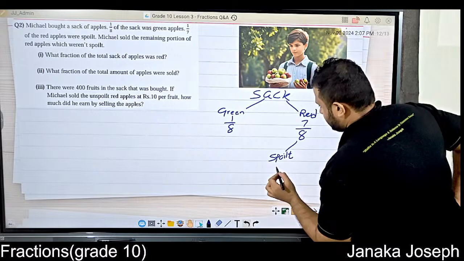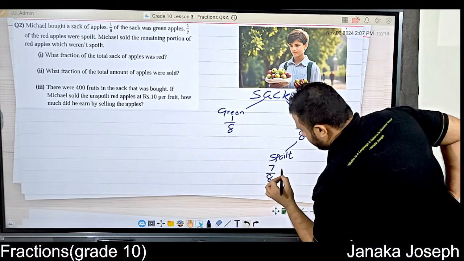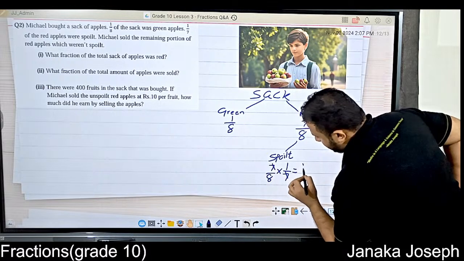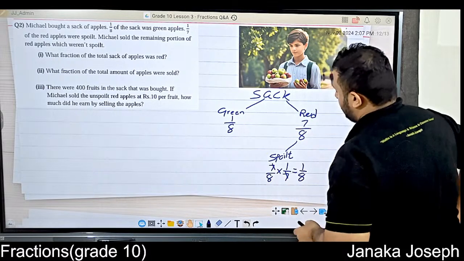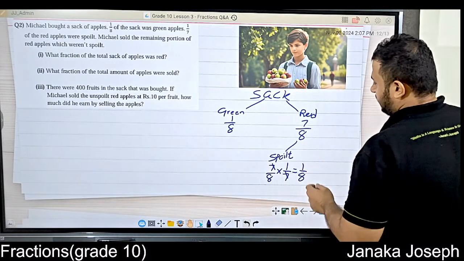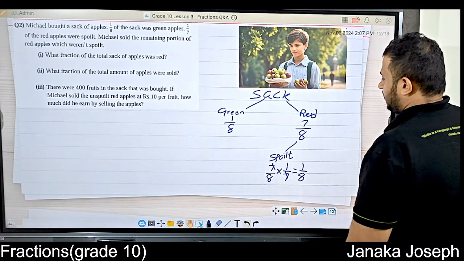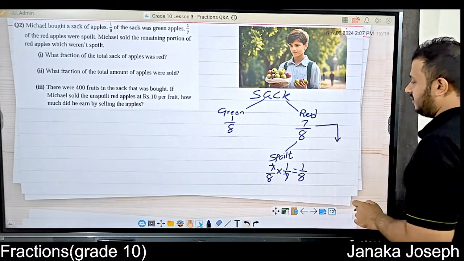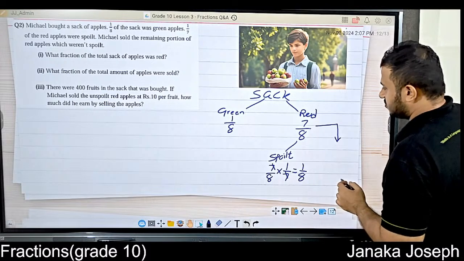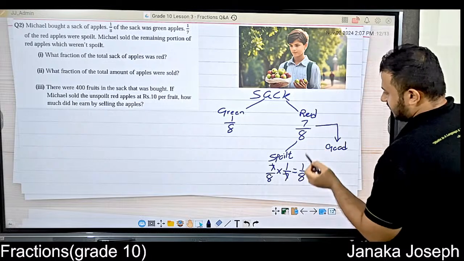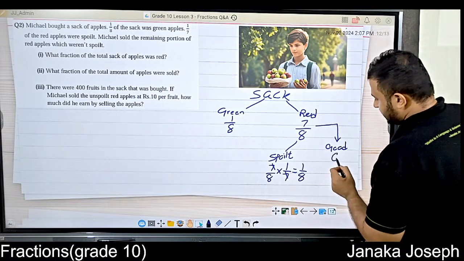Spoiled was 1/7 of the 7 out of 8. The 7s cancel off. That means 1/8 of the whole stack, 1/8 of the reds, was bad. So from 7/8, if 1/8 was bad, how much is good? The good value will be 7/8 minus 1/8, that is 6/8 is good.